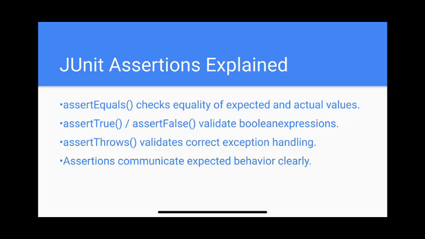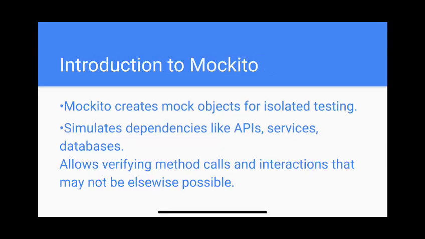The assertEquals checks equality of expected and actual values that you get, and assertTrue or assertFalse, they validate Boolean expressions, and assertThrows validates correct exception handling when the user does something unexpected and you have to go to the exception. And these assertions communicate expected behavior clearly versus what the actual values of the code are.